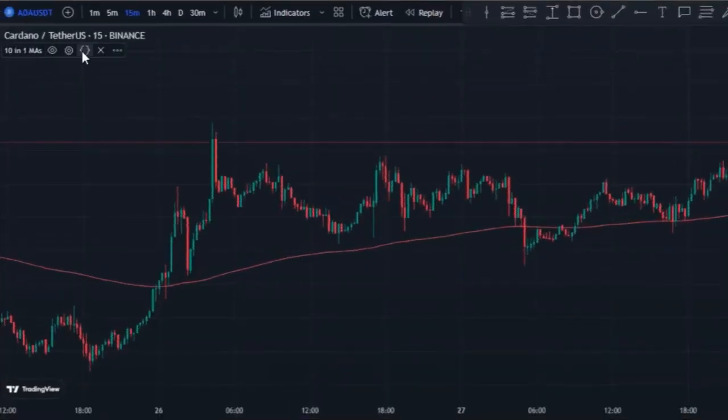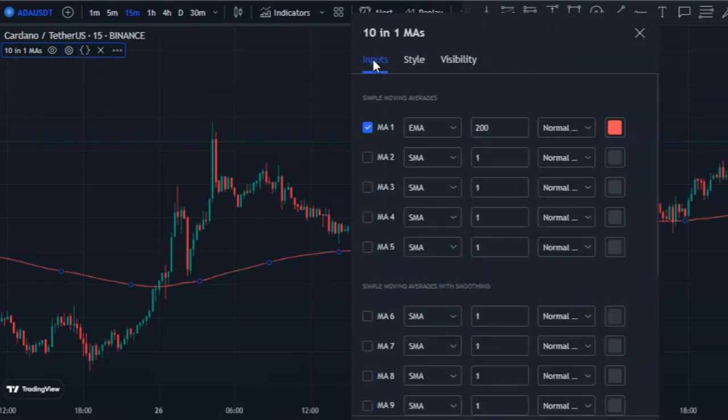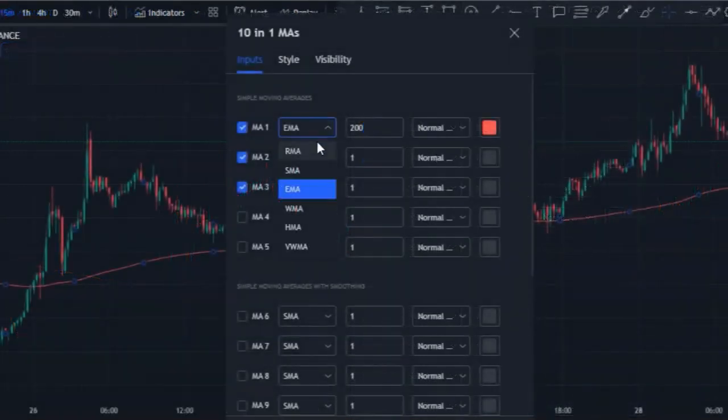The changes that we should use to optimize this indicator are as follows. You should activate MA1, MA2 and MA3 in the Inputs tab. Then set MA1 to RMA and change its period to 200.